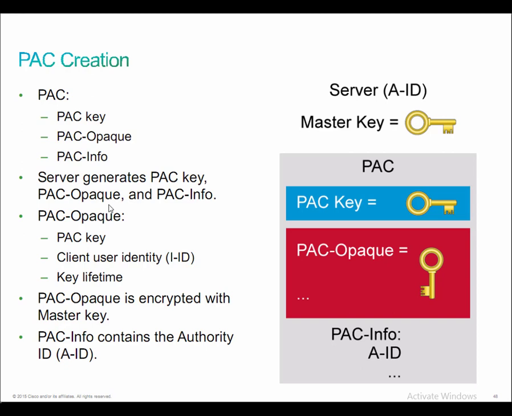The PAC opaque field, in fact, contains that randomly generated PAC key, but it also contains other information like the I-ID, the key lifetime, and so on. Kind of like when you get a digital certificate signed by a certificate authority, there's end user specific information within that certificate. There's a lifetime of that certificate, and so on. Now that PAC opaque field gets encrypted with the master key so that it can be transmitted, and so on.